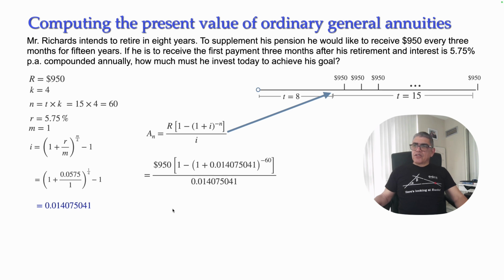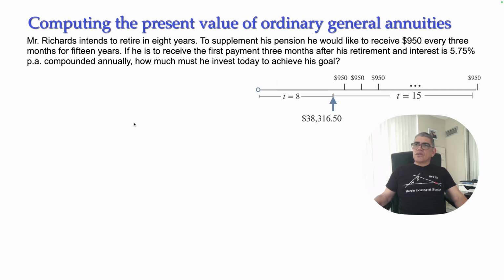So after using your calculator, you will notice that at the end of these 8 years, the present value of this annuity will be 38,316.50. So this is the amount that we have here at the beginning of the annuity. And now we are going to be using this amount to compute the present value of this part here. So let's do it. This 38,316.50 will be the future value of this part.